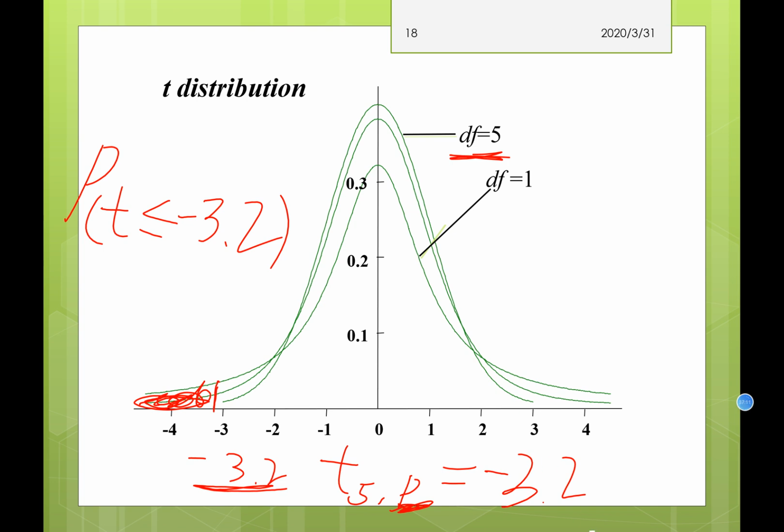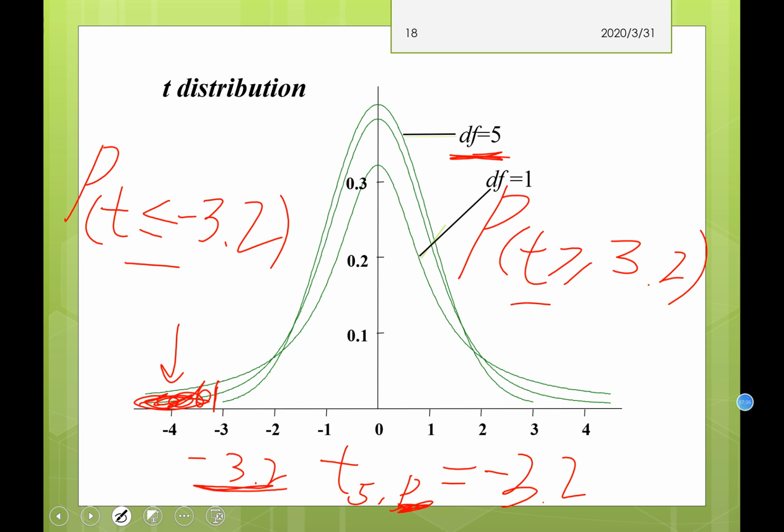Okay, so now let's think about this is the p, and how about the probability when t is bigger than or equal to positive 3.2? Yes, we will find that they are the same, right? The probability of these two, they are the same, because we have mentioned that the curve is symmetric about 0. So both of these two sides have the same area. Okay, so that is t value and t distribution.